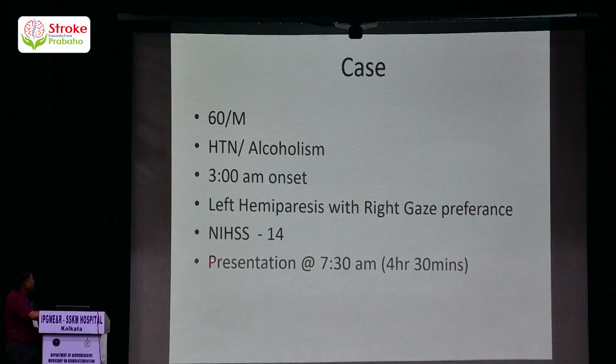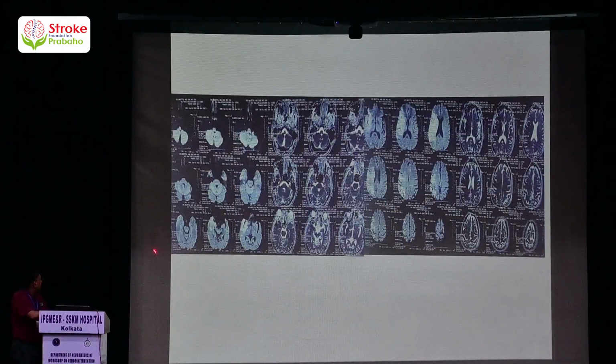So, looking at one case of tandem occlusion: a 60-year-old male, hypertension, alcoholism, onset at 3 a.m., left hemiparesis with right gaze preference, NIHSS was 14, presented within the 4.5 hour window. This MRI shows that the infarct is already evolving in the MCA territory.